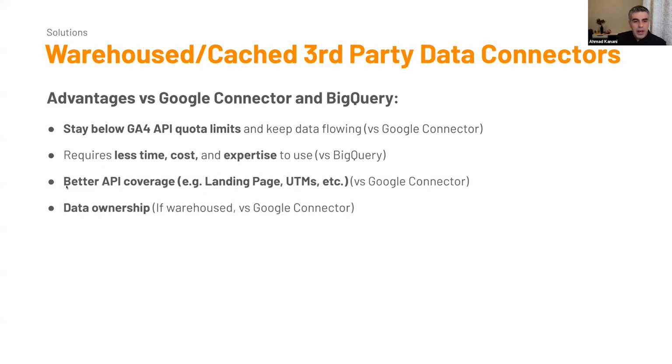Okay. They've got better API coverage. The API usually announces that new fields and dimensions are added to the GA4 API, but usually the Google Analytics connector, the built-in connector in Looker Studio, is very delayed in adding those fields, but the commercial third-party connectors, they're usually very fast because that is their advantage.